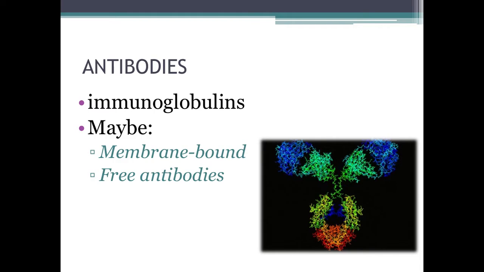Antibodies may be either membrane-bound or free antibodies. What do we mean by this? We recall that B cells have antibodies as their receptors. Thus, when antibodies are still attached to B cells, then these are called as membrane-bound antibodies. We also recall that when B cells are activated, they become plasma cells, and plasma cells produce antibodies into the plasma. This is the one which we call as free antibodies.